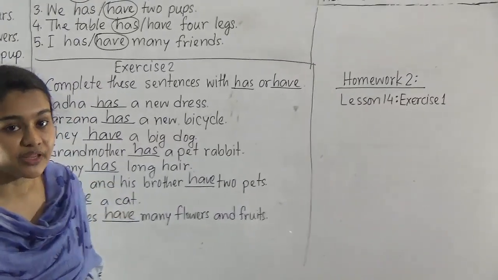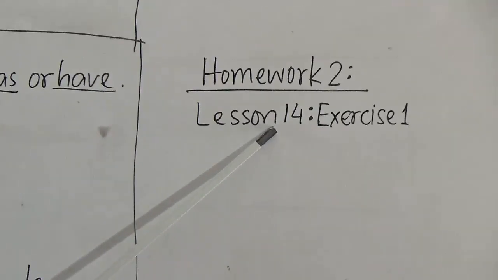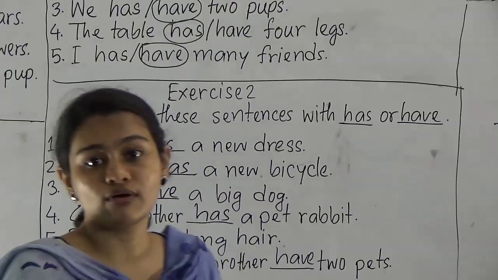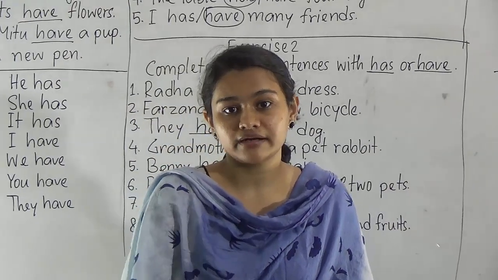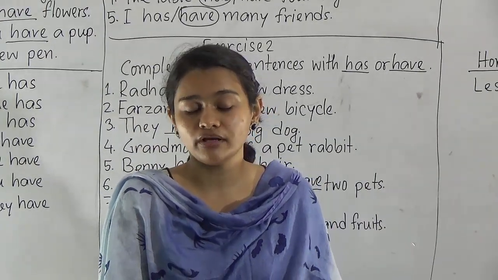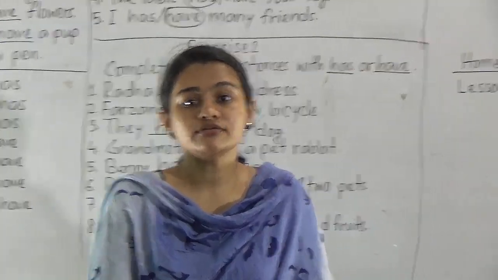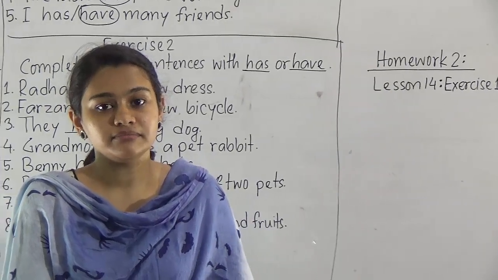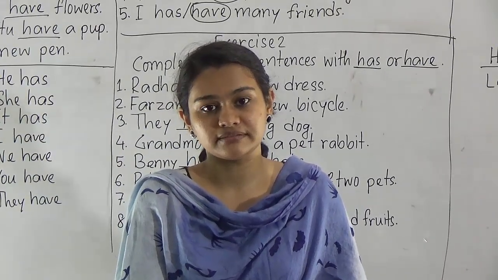And now look, there is a homework from this lesson, exercise 1. That means you will do this exercise in your HW copy, and you will submit your HW copy every Sunday and collect all your HW copies the next Sunday. And your city marks, SBM marks will be given on the basis of these HW copies.